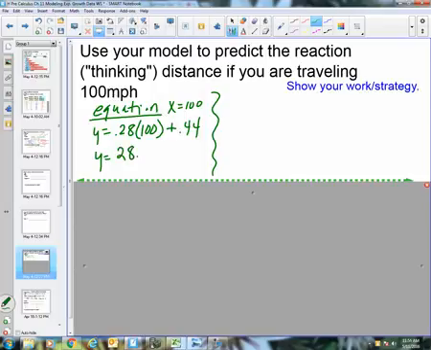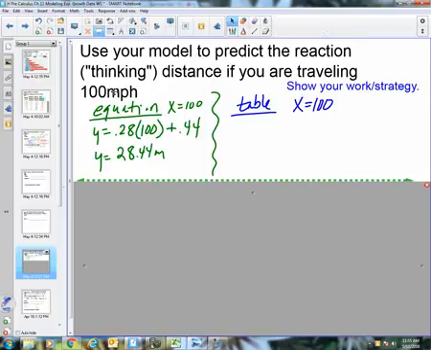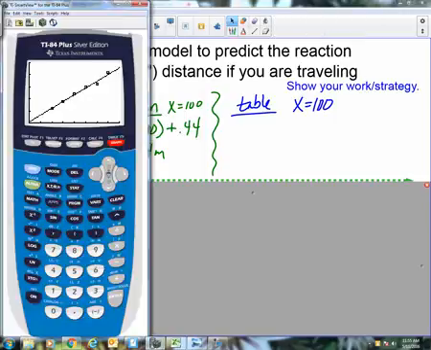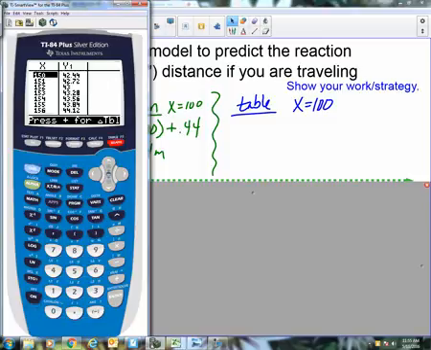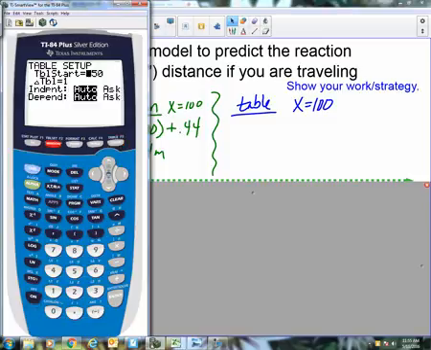And I got 28.44 meters. Now our other option though, if you think about it, we could just look in our table. You've already stored that equation, right? So if you look at your x equals 100, standing for 100 miles per hour, we could just look in our table and find that x equals 100. Now remember, if you're going to your table, I would not just go to the table and say, oh look, I'm going to have to arrow down. I'm totally in the wrong spot. I would go to my table set and then start it at 100, so then it's a lot easier to go and do that. And then you can get right to that value.